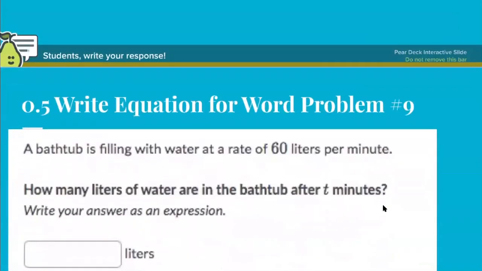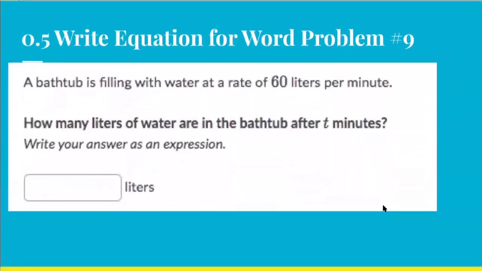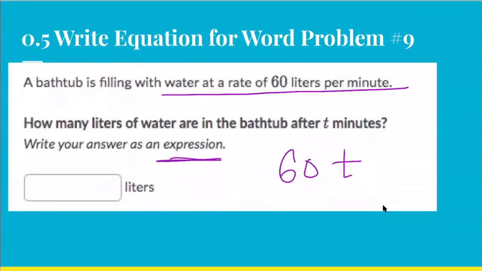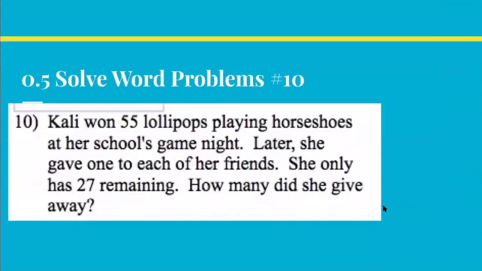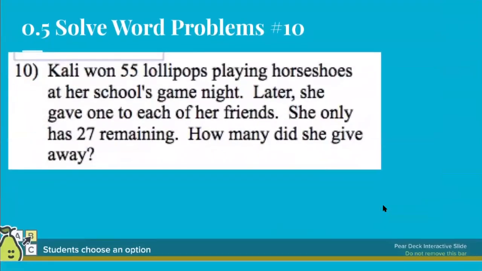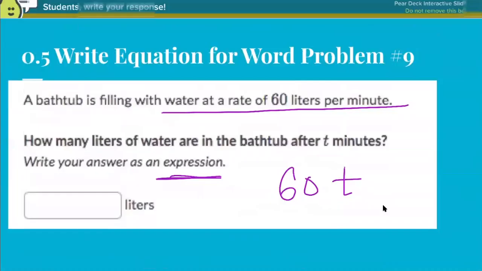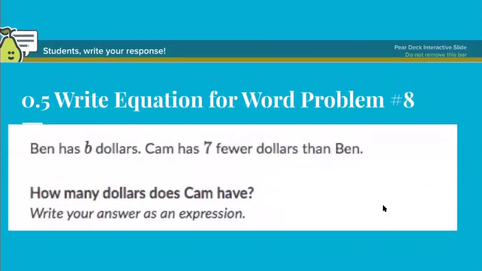So I'll move on to this one. The same thing. A bathtub is filling with water at a rate of 60 liters per minute. Again, they're not asking you to solve the equation. They want you to write it as an expression. So 60t. Okay. All right. For this one, that would be the expression where you write an expression for word problems.